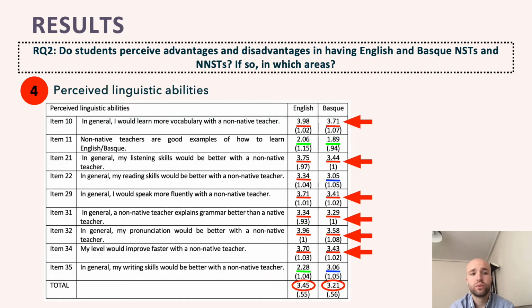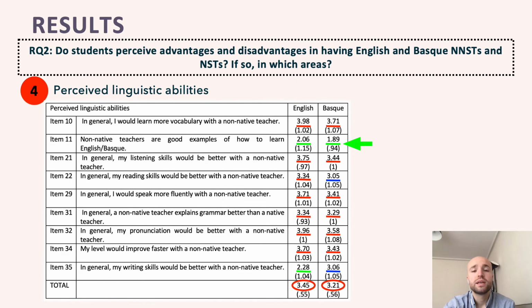In our last category, perceived linguistic abilities, there was an overall preference for native speaker teachers, both in English and in Basque. In addition, all students, regardless of the language, agreed that native speaker teachers are better for the teaching of vocabulary, listening, grammar, fluency, and pronunciation. Still, all participants agreed that non-native speaking teachers are good examples of how to learn English.